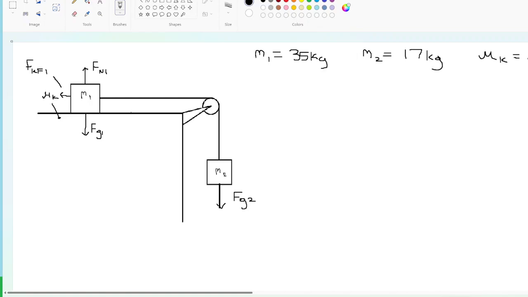You might be wondering why I didn't draw any tension forces. The reason is I usually leave that for last, because if I try to draw tension forces at the beginning, it becomes quite difficult to determine. Actually, no, it won't. Let me just go ahead and draw it. Let's not make excuses: force of tension on block 1 and force of tension on block 2.